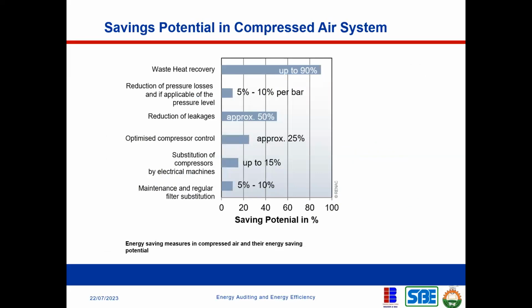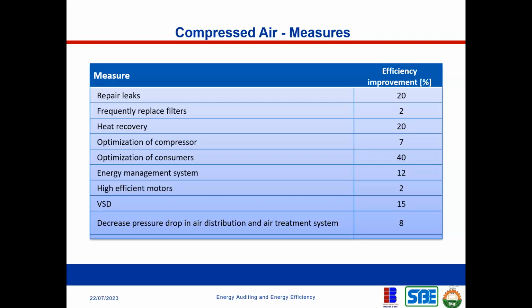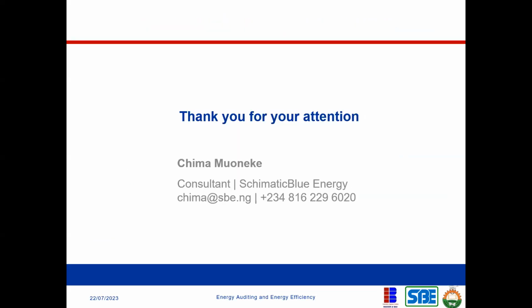So these are opportunities from a compressed air systems. And compressed air system measures: repair leaks, frequent repair, replacement of filters, heat recovery, optimization of compressor. Yes, compressed air system have compressor that compresses the air, and that's where the source of waste heat is coming from. So use of VSD, variable speed drive. So these are all measures you can take. Low cost measures, these ones you can read up, and that brings me to the end of this section.